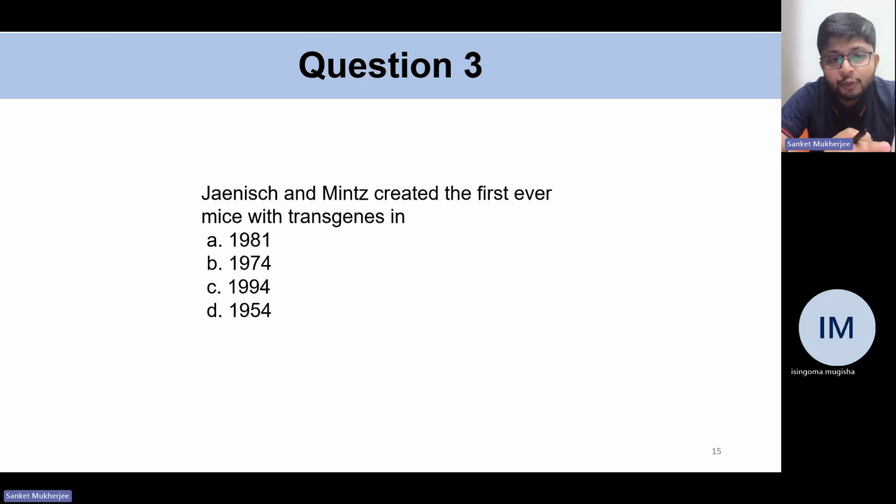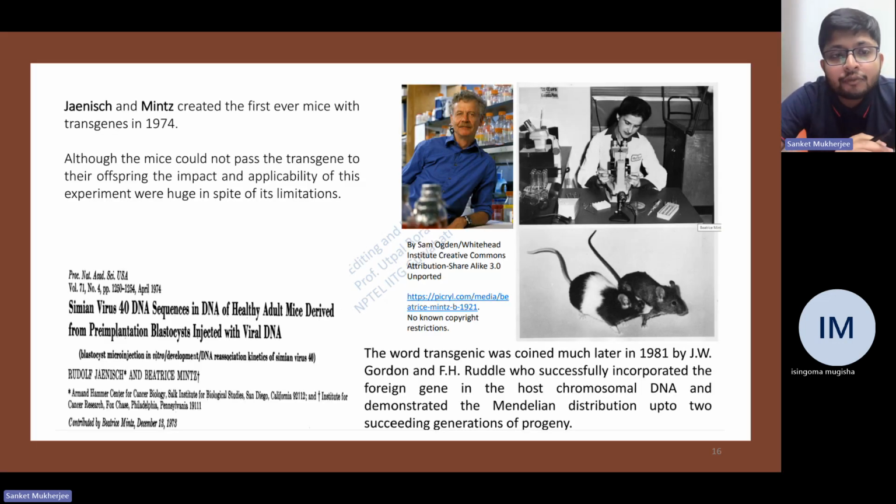Okay, so the answer would be that Janisch and Mintz created the first ever mice with transgenes in 1974. If you look at the lecture slides, it was mentioned that Janisch and Mintz created the first ever mice with transgenes in 1974. Although the mice could not pass the transgene to their offspring, the impact and applicability of these experiments were huge in spite of this limitation.